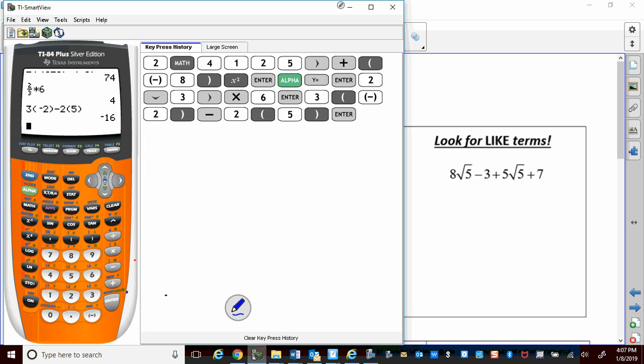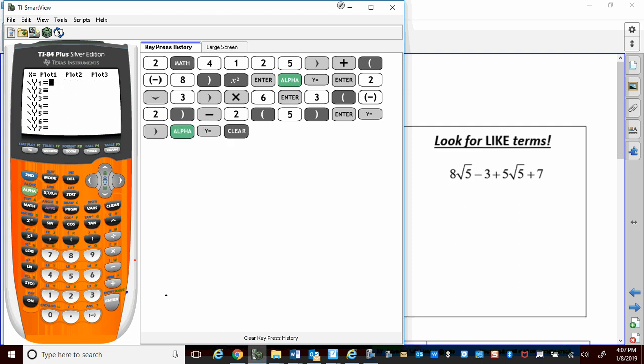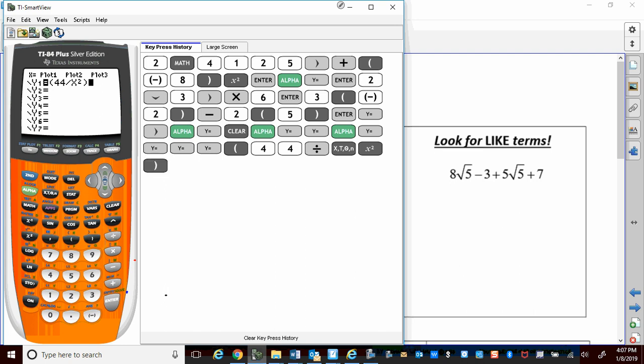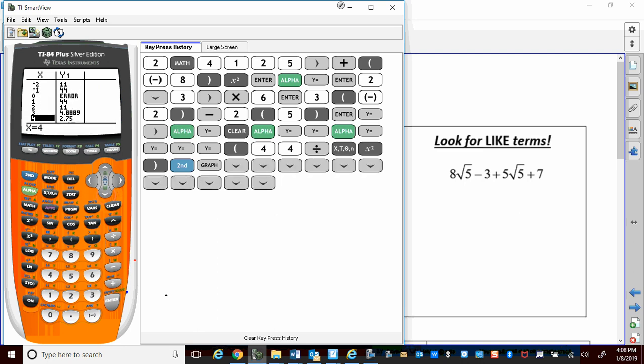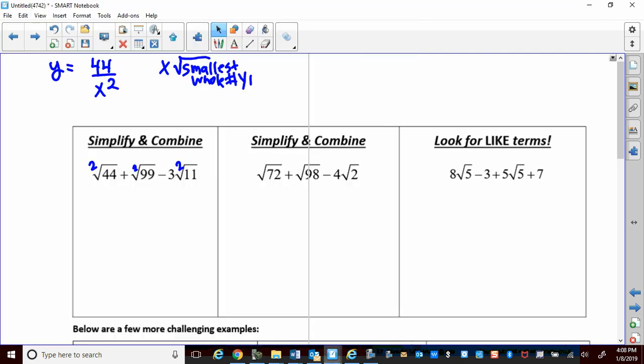Okay? So for 44, I'm going to go to my calculator, go to Y1, clear it out, and type in 44 divided by x squared, close parentheses, and press second table. I'm looking for my smallest y, and remember we never have negative values of x, so we always start at 0. Smallest y is 11, so it's 2 root 11.